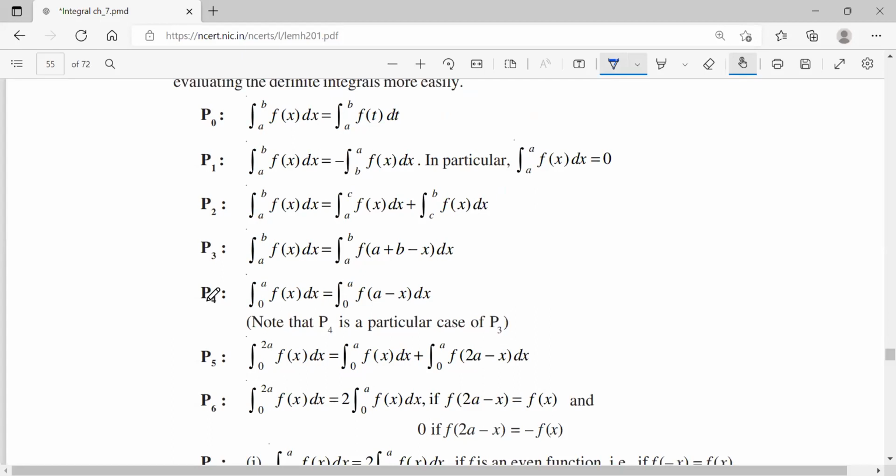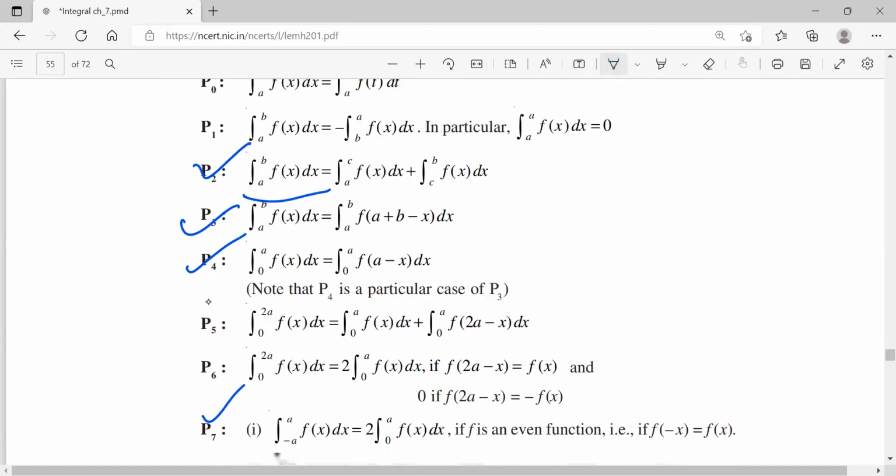So property number 2, that's what we just used, correct? Integral of a to b f of x dx is nothing but splitting it. That is just what we did. Property number 3, that also sometimes we'll use. Property number 4, yes, that also we will use. And property number 7. So 2, 3, 4, and 7.